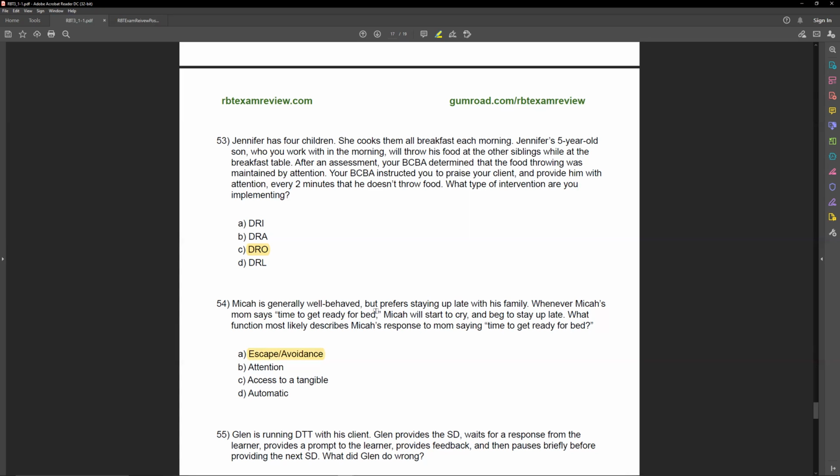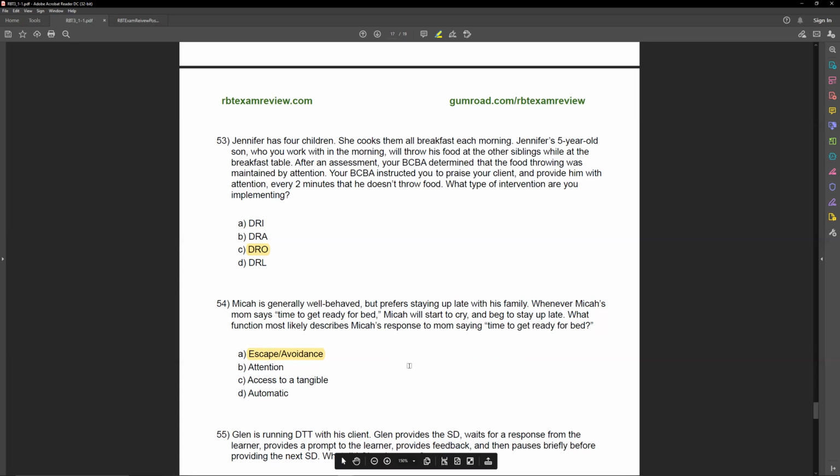Remember, always read all your answer choices. So B, attention. Is Micah trying to get attention? No, because Micah's behavior happens when it's time to get ready for bed. Micah isn't engaging in this behavior to get the attention of everybody. Mama's already talking to Micah. Access to a tangible. Is Micah trying to obtain something? No, he's not trying to get toys or iPad or snacks or anything. He's escaping or avoiding getting ready for bed and going to bed.